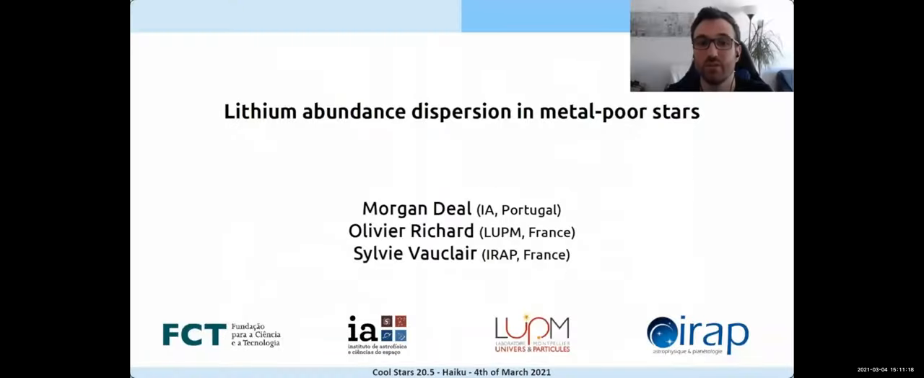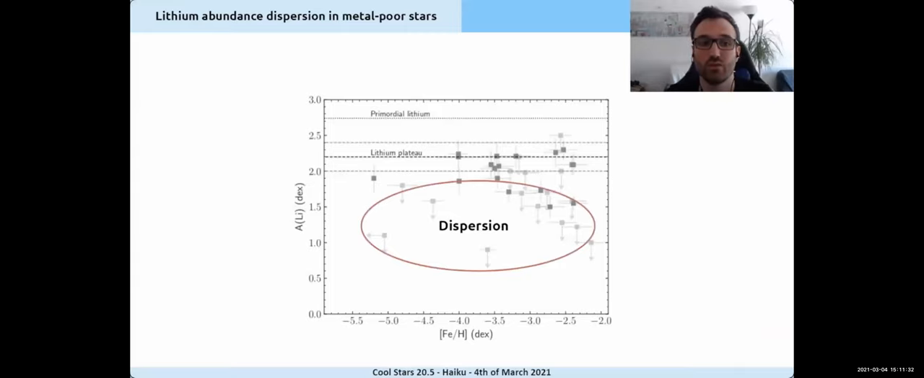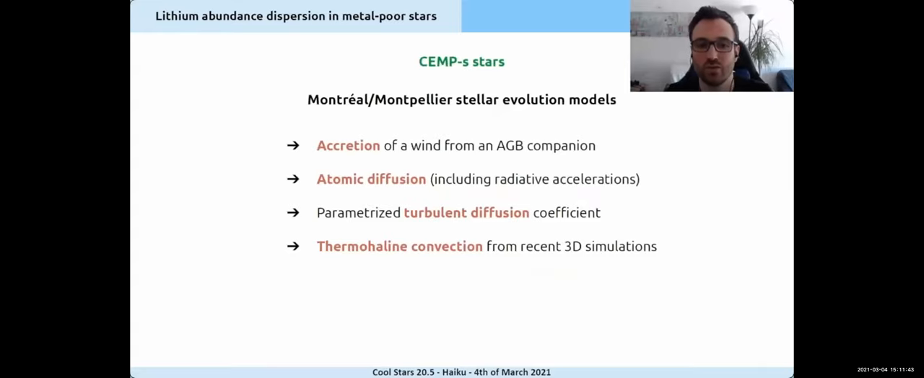Hello, everybody. I'm Morgan Deal. I would like to present our recent work on lithium abundance dispersion in metal-poor stars. Many population 2 stars show similar lithium abundance, the so-called lithium plateau. But many metal-poor stars also present a large scatter. In this work, we focused on carbon-enhanced metal-poor stars. These stars are believed to be formed by the accretion of the wind of a companion going through the AGB phase. We computed population 2 solar models with the Montreal-Montpellier evolution code, including this effect of accretion.